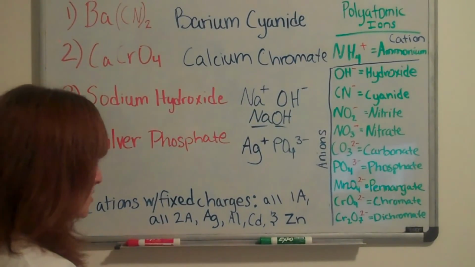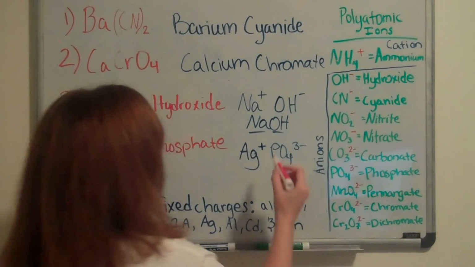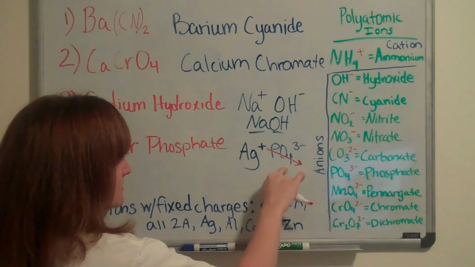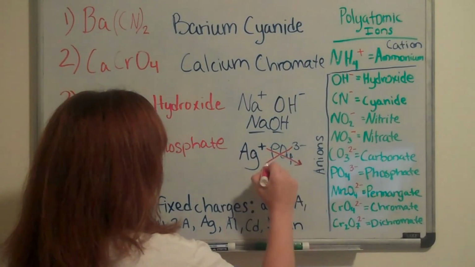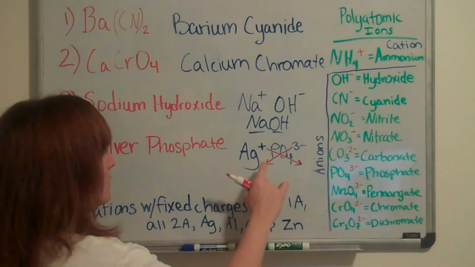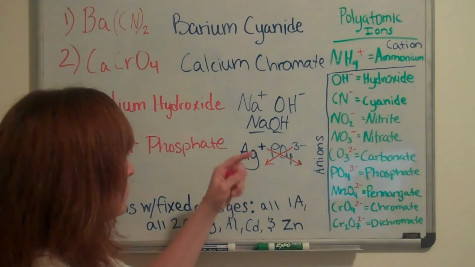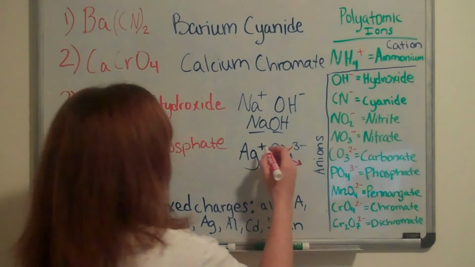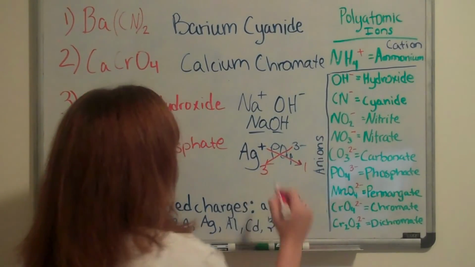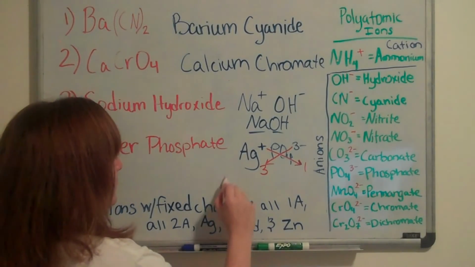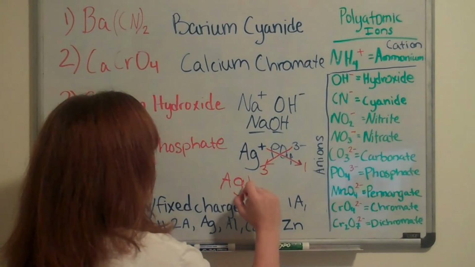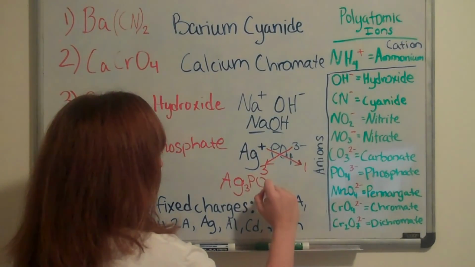This time we do cross our charges down. So we're going to swap and drop. The charge on the silver becomes the subscript for the phosphate ion, and the charge on the phosphate ion becomes the subscript for the silver. When we swap, we have to drop the plus and minus sign, so that's just 1, and then that is just 3. So when we write our formula, it is Ag3PO4.